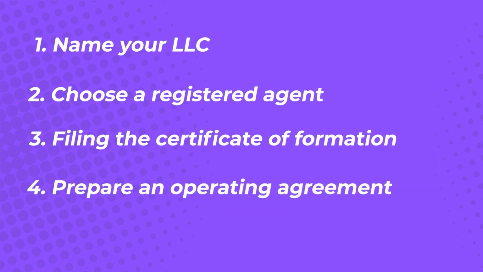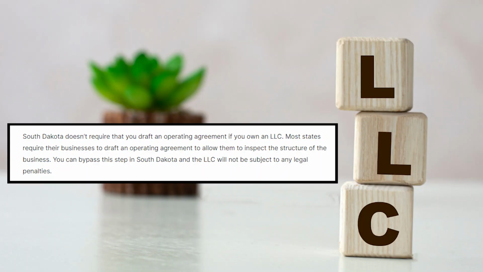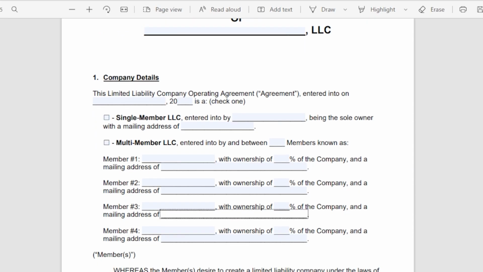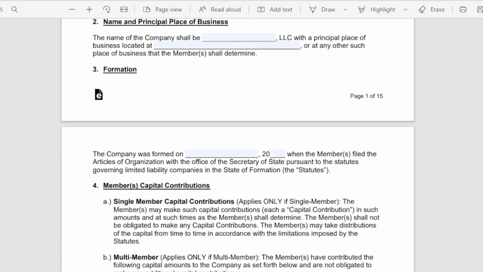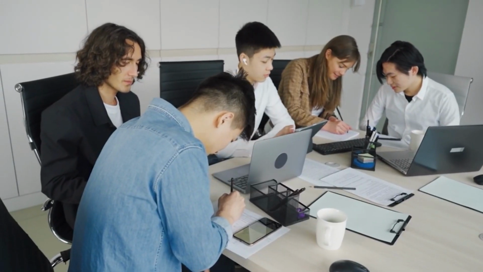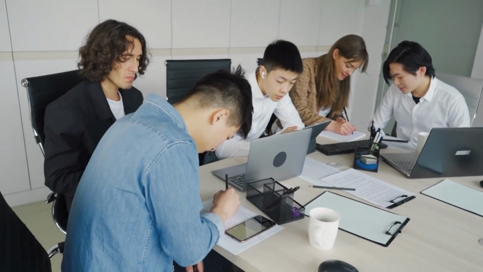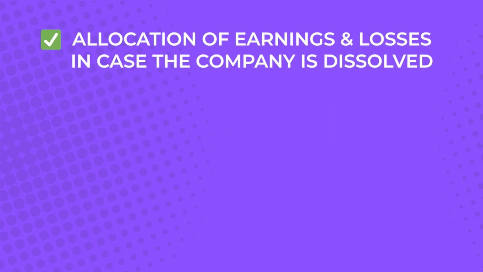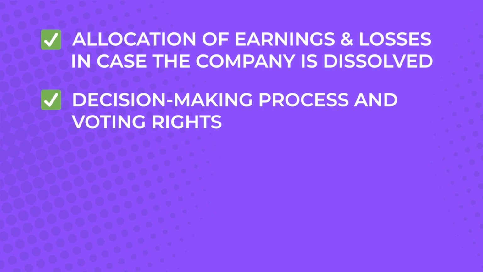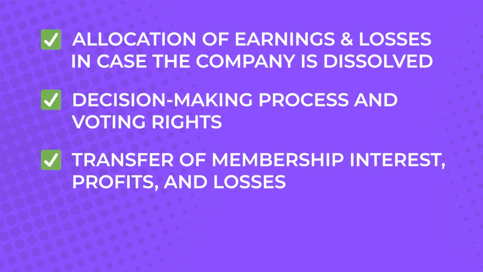Step 4. Prepare an operating agreement. The state of South Dakota does not require LLCs to have an operating agreement, but it is a good business practice to have one. Having a document that will guide all company members, especially co-owners, directors, managers, and even new hires is always better. An operating agreement outlines every critical process that needs to be followed, especially regarding big picture issues. These issues may include, but are not limited to, allocation of earnings and losses in case the company is dissolved, decision-making process and voting rights, transfer of membership interests, profits and losses, and any other concerns that impact the business overall.